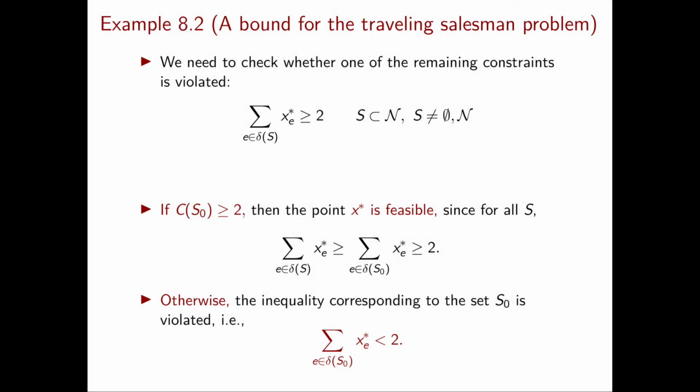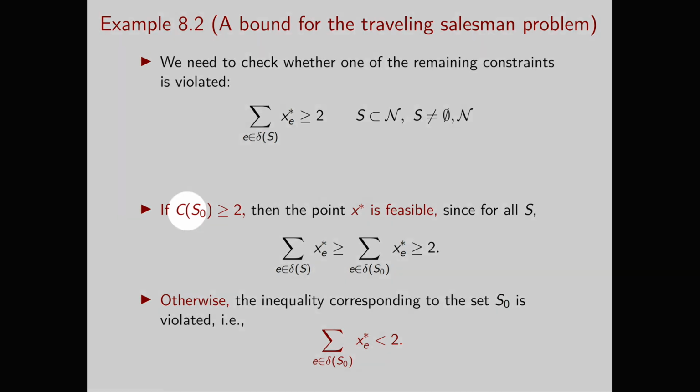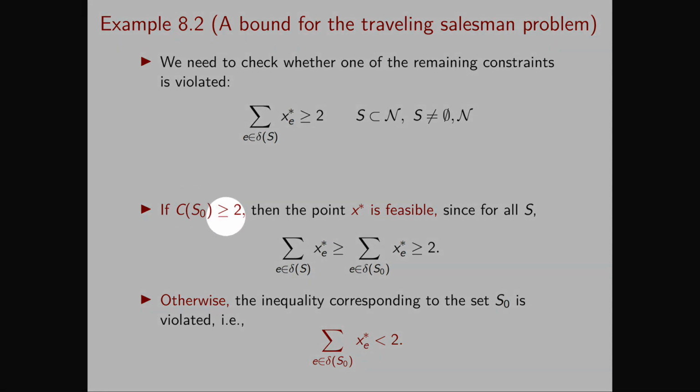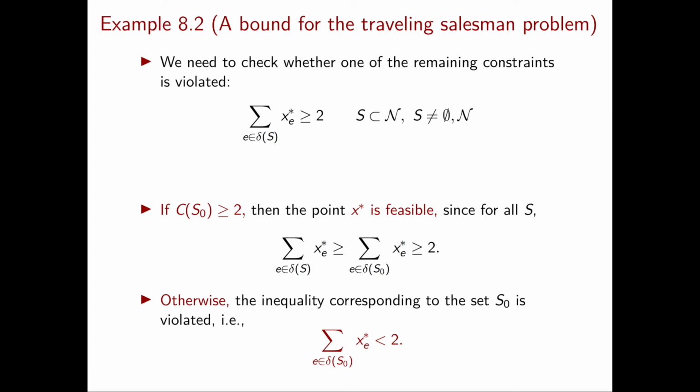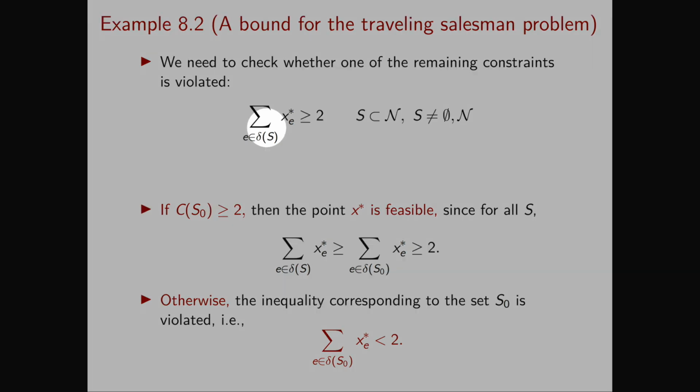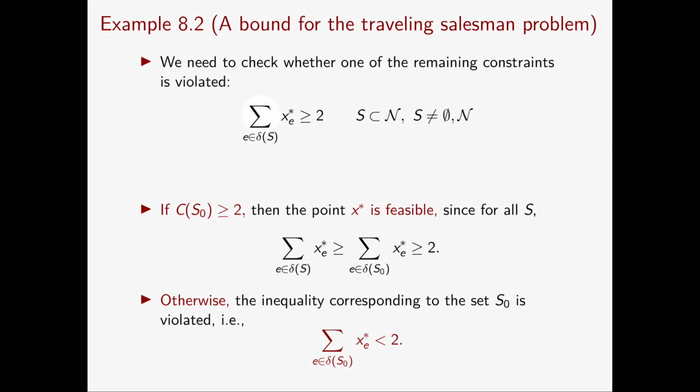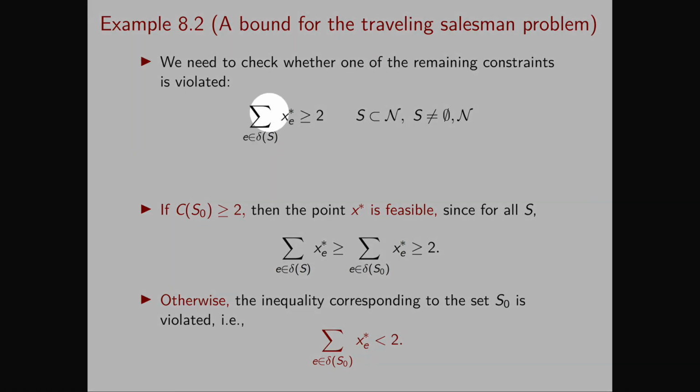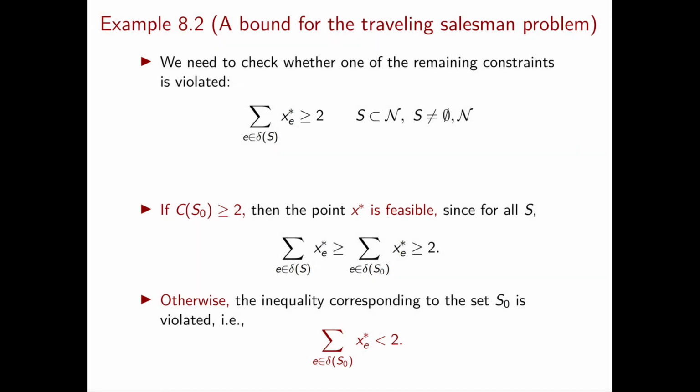Okay, so now if you believe me, it is possible to find the set S0 minimizing this sum in polynomial time. Now, why did we want to find this set S0 in the first place? There are 2 cases we're going to discuss. The first is that C of S0 is greater than or equal to 2. In this case, we can argue that the point x star is feasible. Because if C of S0 is greater than or equal to 2, it means that the smallest among these sums is greater than or equal to 2, and this implies that all these sums are greater than or equal to 2. So the point x star satisfies all these constraints and it is feasible.